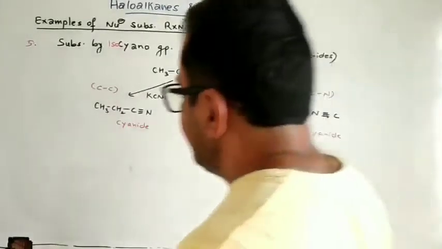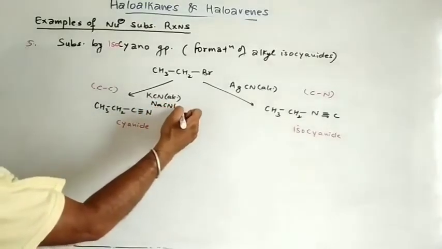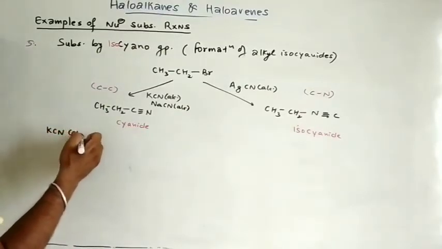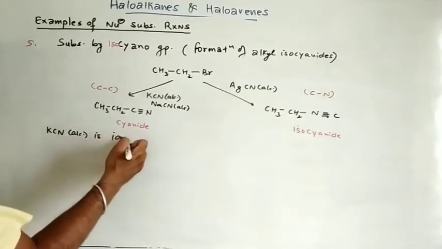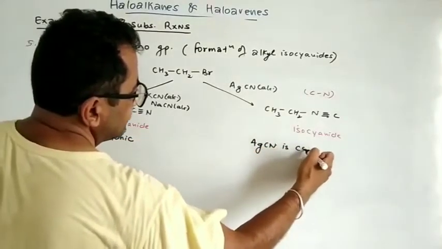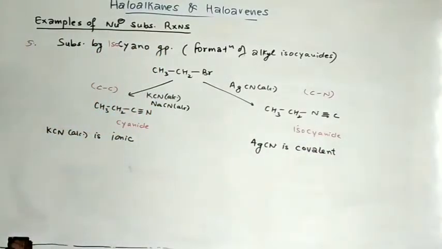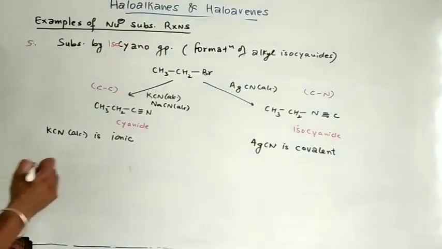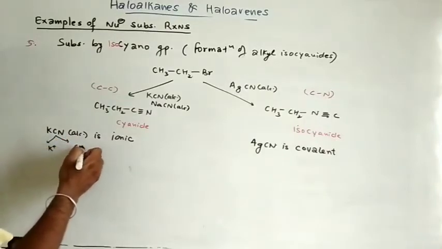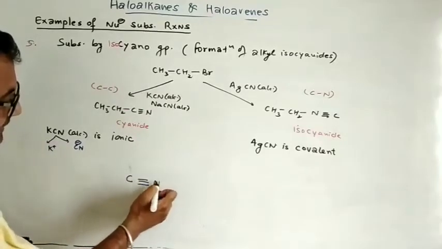The reason is that when we add KCN, or you can also add NaCN, the same, this KCN is ionic. This AgCN is covalent. Then what happened? If it is ionic, this CN exists in the form of ions. And this is the structure of the cyanide ion.